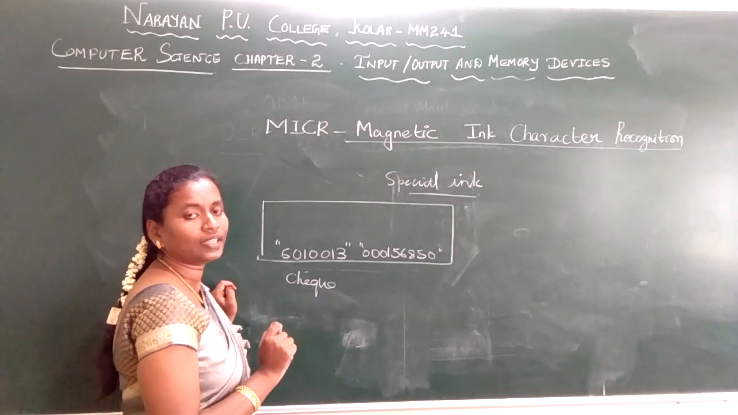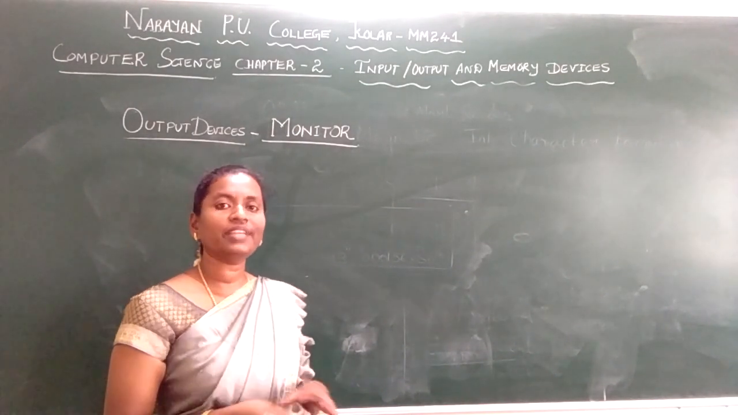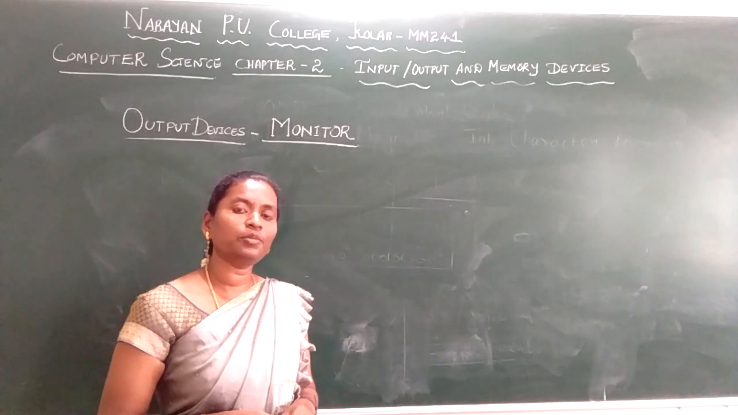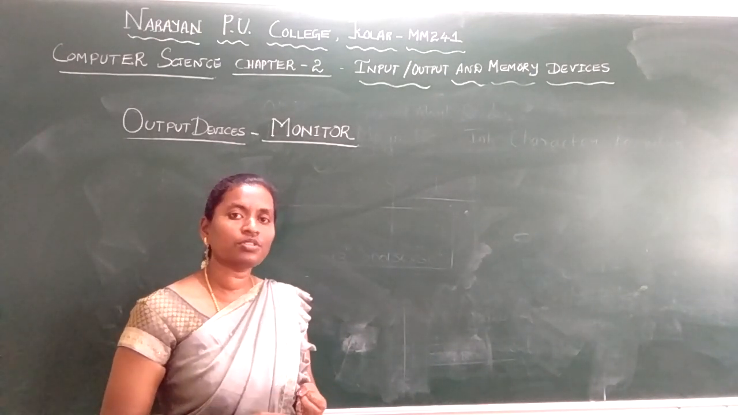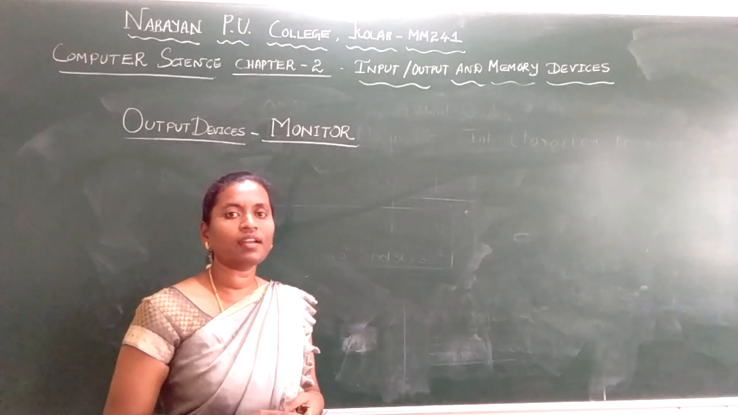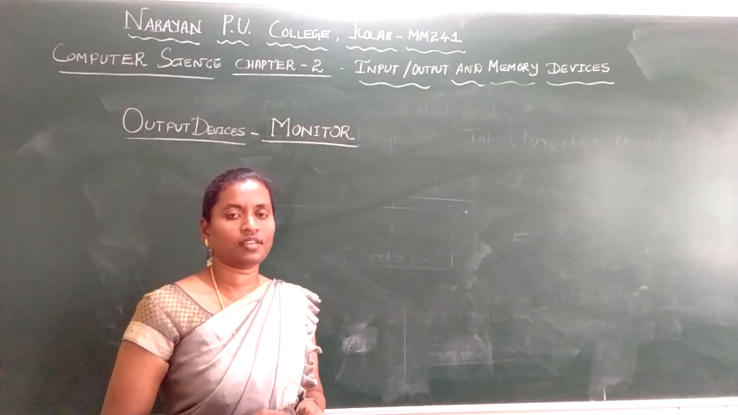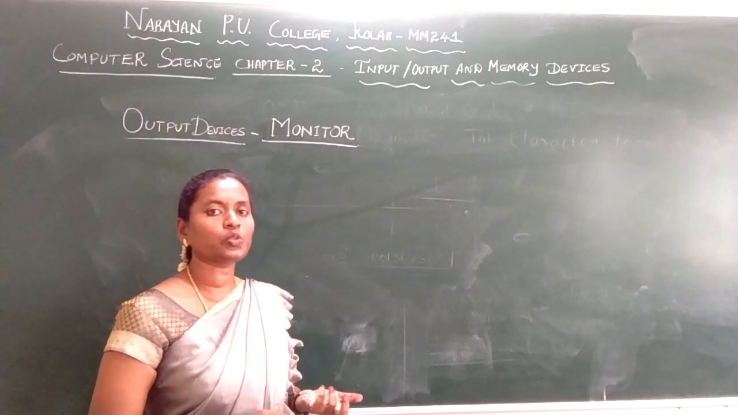Okay, next we'll see the output units. Okay students, so far we have discussed the input devices, isn't it? What are the input devices we discussed? Keyboard, mouse, joystick, OCR, MICR, OMR. These are the input devices we discussed. Now we'll discuss the output devices. So what are the output devices we see?